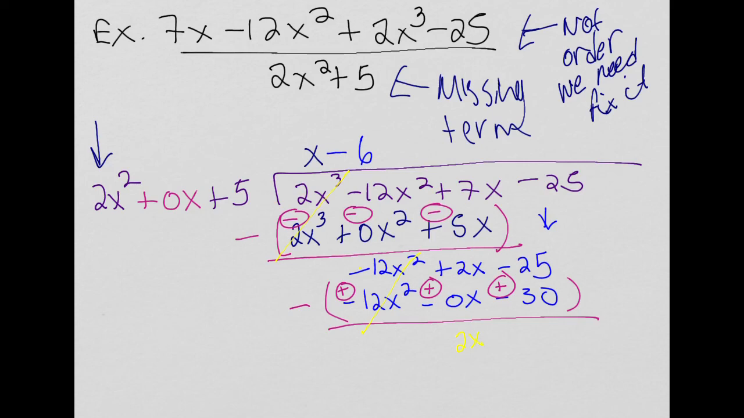Oh, it's supposed to be writing with blue. Sorry. 2x. And then we have negative 25 plus 30. That's going to give me positive 5. And I think this agrees with the notes. Yay, yay.